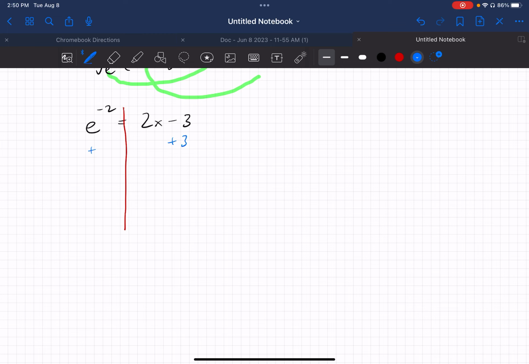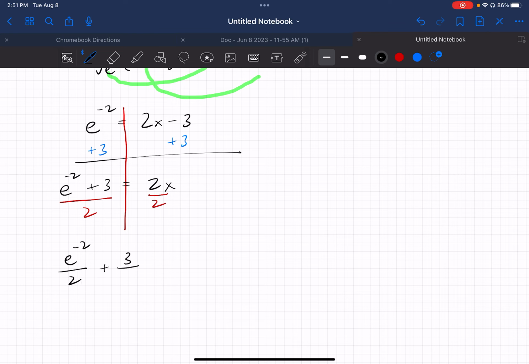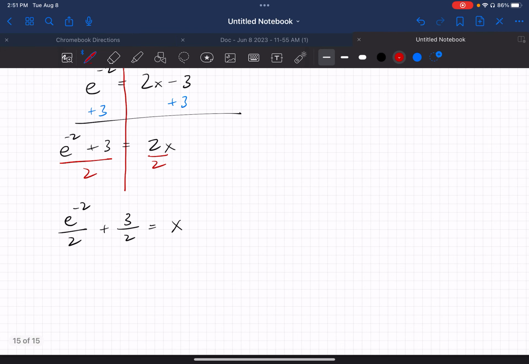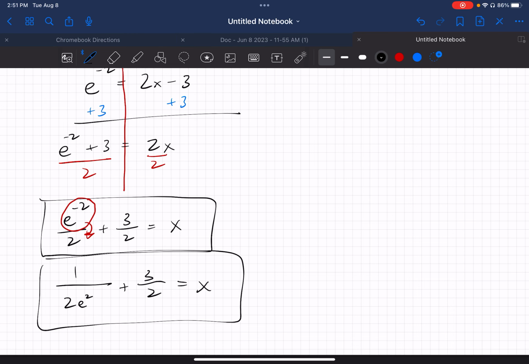So you add 3 to both sides, since they're not like terms. You leave it like that, and then you divide everything by 2. So you're going to have e to the negative 2 divided by 2, plus 3 over 2, equals x. That's the correct answer, but the only other thing is maybe this one has a negative exponent, so you might have to move that down. So it would be 1 over 2e squared plus 3 over 2 equals x. Either one would be a correct answer.